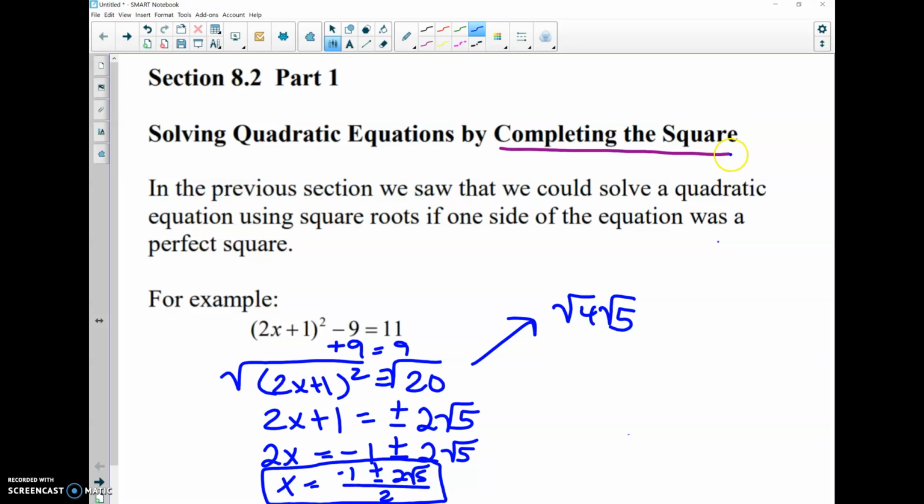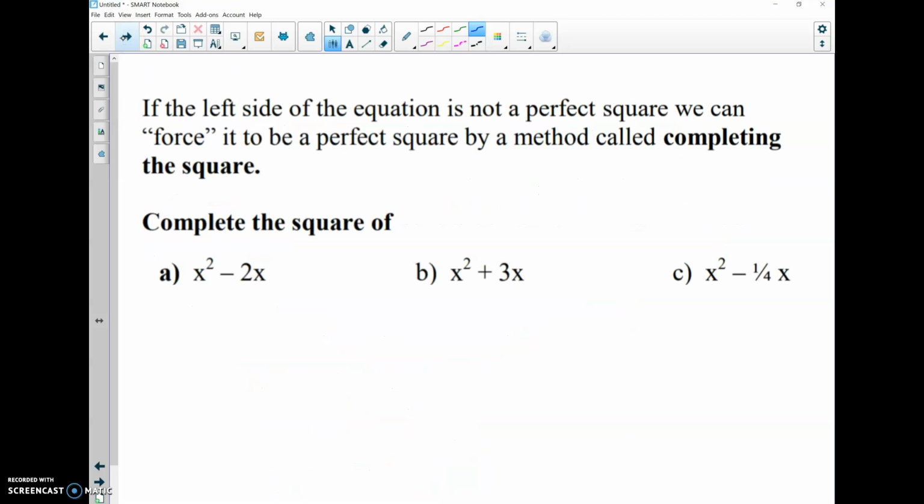Completing the square is a process of getting our equation to have something that looks like this, 2x plus 1 squared. We are forcing our equation to have a perfect square, so something squared. So let's work on that process here.